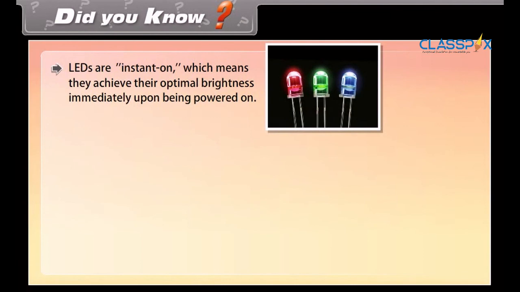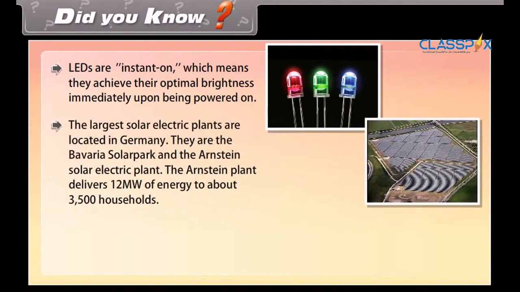Did you know? LEDs are instant on, which means they achieve their optimal brightness immediately upon being powered on. The largest solar electric plants are located in Germany. They are the Bavaria Solar Park and the Arnstein Solar Electric Plant. The Arnstein plant delivers 12 megawatt of energy to about 3,500 households.